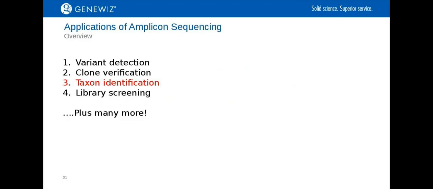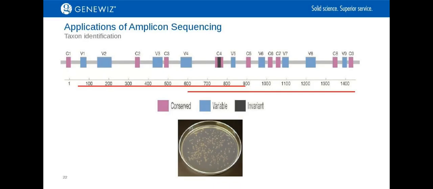So moving forward, we talked about variant detection and clone verification. The next topic or application I'll talk about is taxon identification. In short, what this means is it's finding out what types of species are in a given sample. So of course, there's many different ways to do this. One example that I'll give is looking at the 16S gene. But there are, of course, many other genes that you could look at for taxon identification.